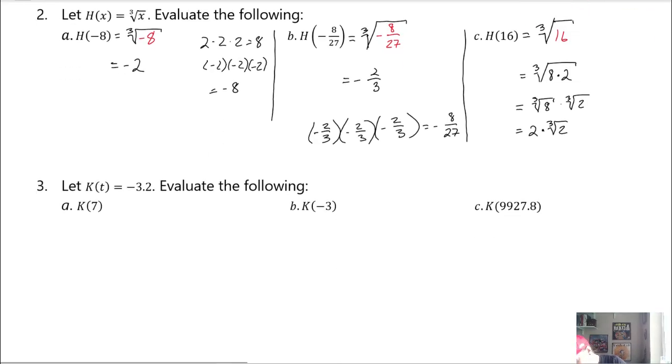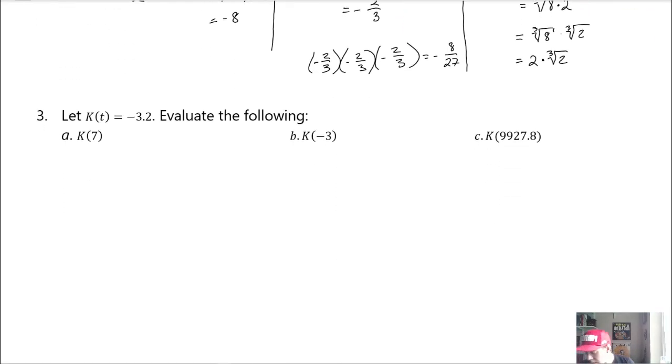All right, number 3. Here, k of t equals negative 3.2. That's saying no matter what the input is, the output's negative 3.2. So if we input 7, we output negative 3.2. If we input negative 3, we output negative 3.2. If we input 9,927.8, we will still output negative 3.2. So all three of these, k of 7 equals negative 3.2, k of negative 3 equals negative 3.2, and k of 9,927.8 equals negative 3.2.